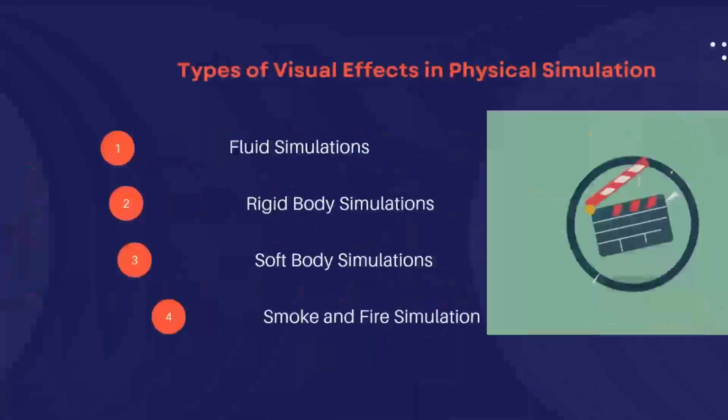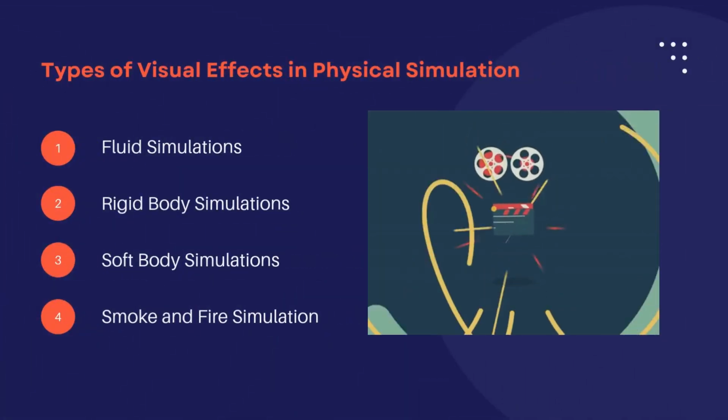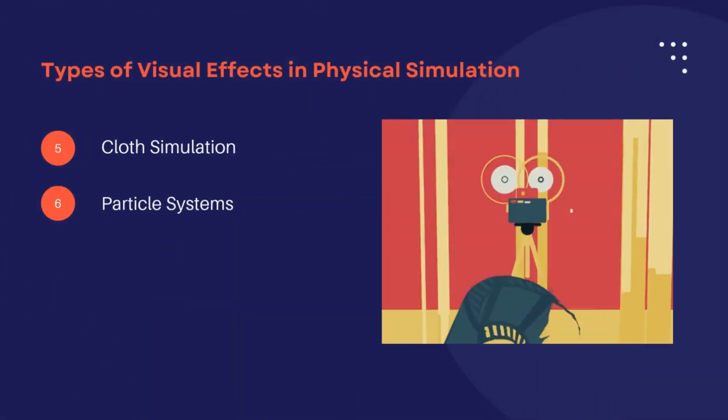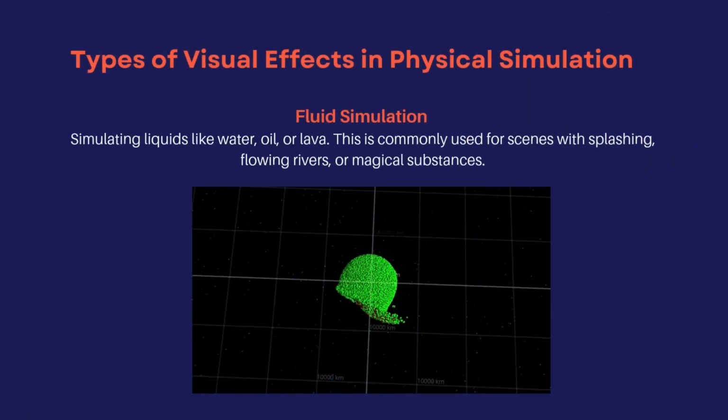We have 6 types of visual effects. These are the fluid, rigid body, soft body, smoke and fire, cloth, and particle system simulation. First, let's start with the fluid simulation. Simulating liquids like water, oil, or lava. This is commonly used for scenes with splashing, flowing rivers, or magical substances.